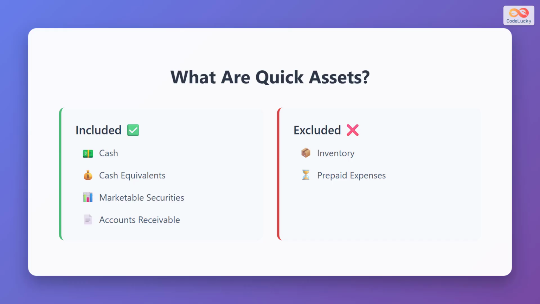Quick assets include cash, cash equivalents, marketable securities, and accounts receivable. These are assets that can be converted to cash quickly, usually within 90 days. However, inventory and prepaid expenses are excluded from quick assets. This is a key difference from the current ratio. Inventory takes time to sell and convert to cash, while prepaid expenses cannot be converted back to cash at all.